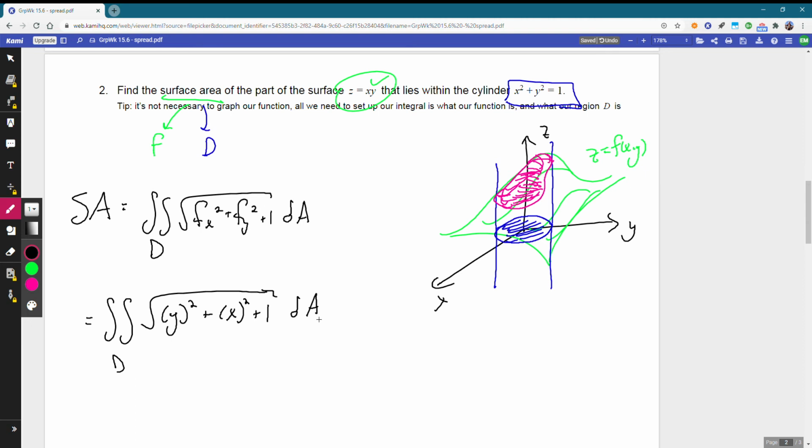But looking at our region, it is a nice circle, so that kind of suggests maybe switching to polar. And also recall in polar, y squared plus x squared would nicely collect as r squared, and our dA would become r dr d theta. And so things would be looking good for a u sub. All right, so let's definitely switch to polar.